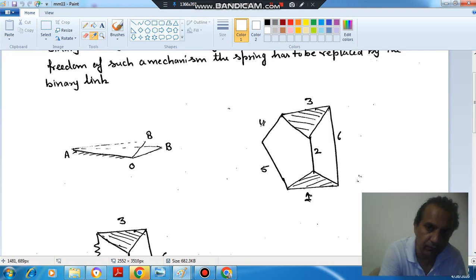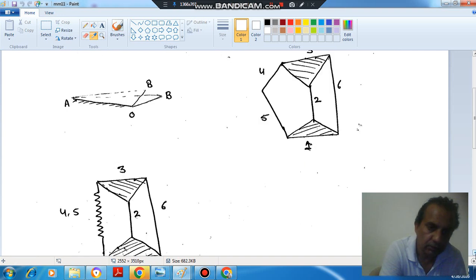As this link 4 rotates, the distance between this point and this point changes. Here it is different, here it is different. So this action can also be done by spring. So this 4 and 5 can be replaced by spring.